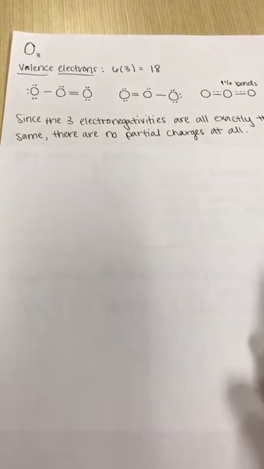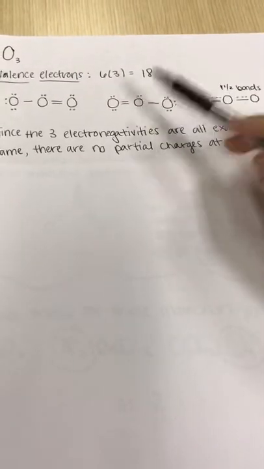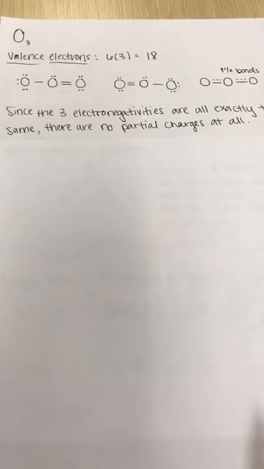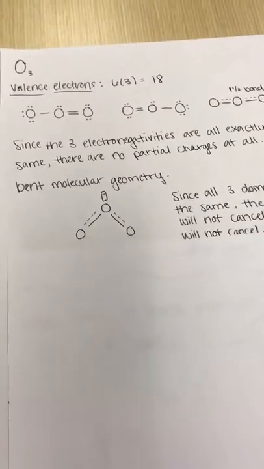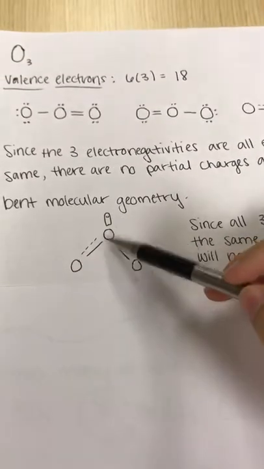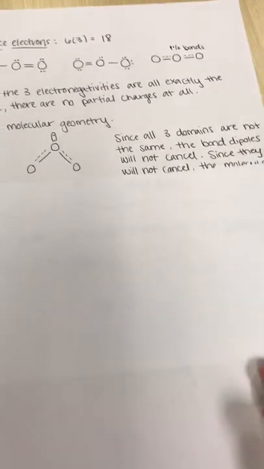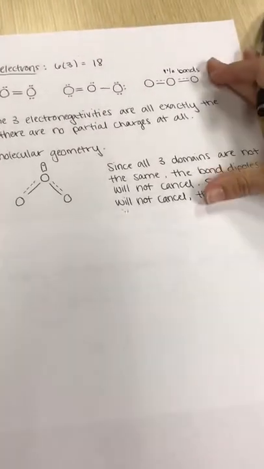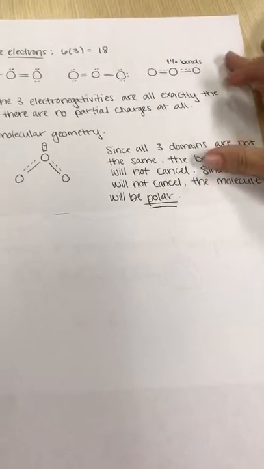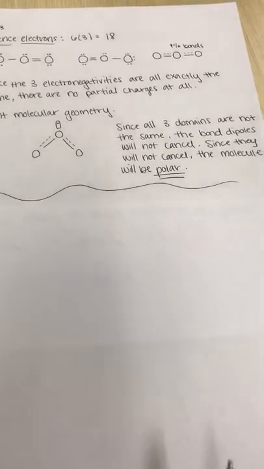So let's go ahead and look at the molecular geometry, and we can see that there are 3 domains with 1 domain being non-bonding. So this is what it's going to look like. Here's the non-bonding, and here are the 2 bonding. And since the 3 domains are not the same, the dipoles will not cancel. Since they will not cancel, the molecule will be polar.